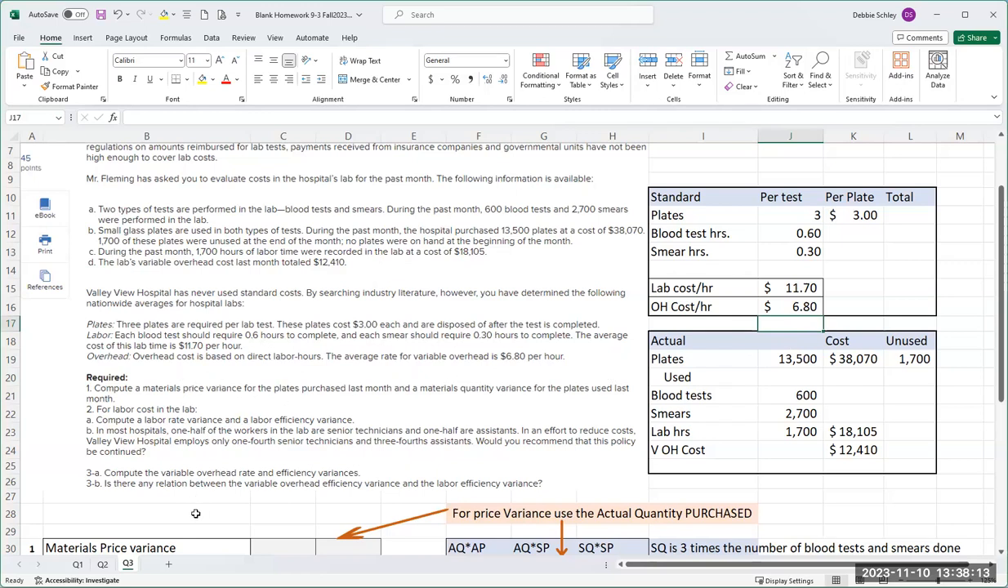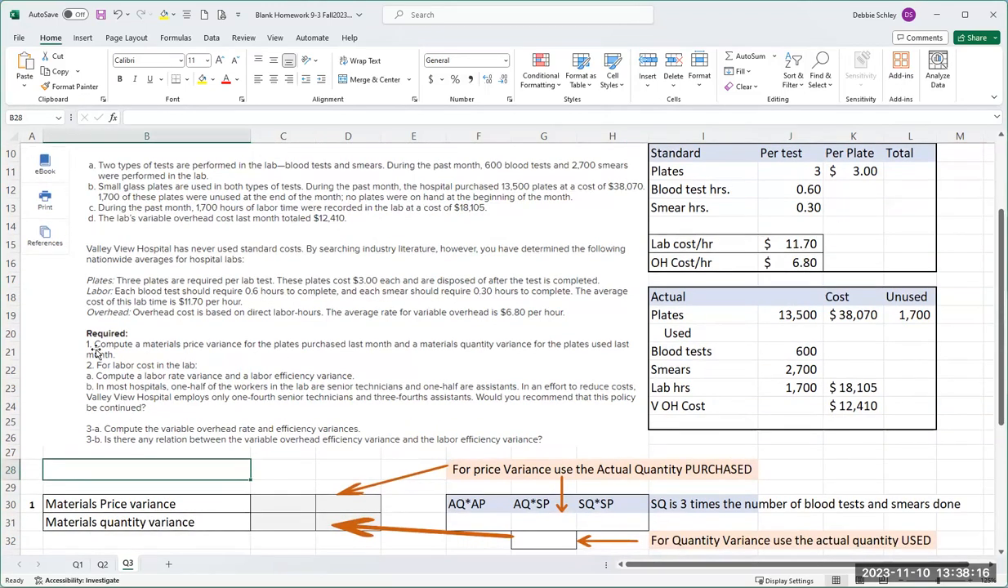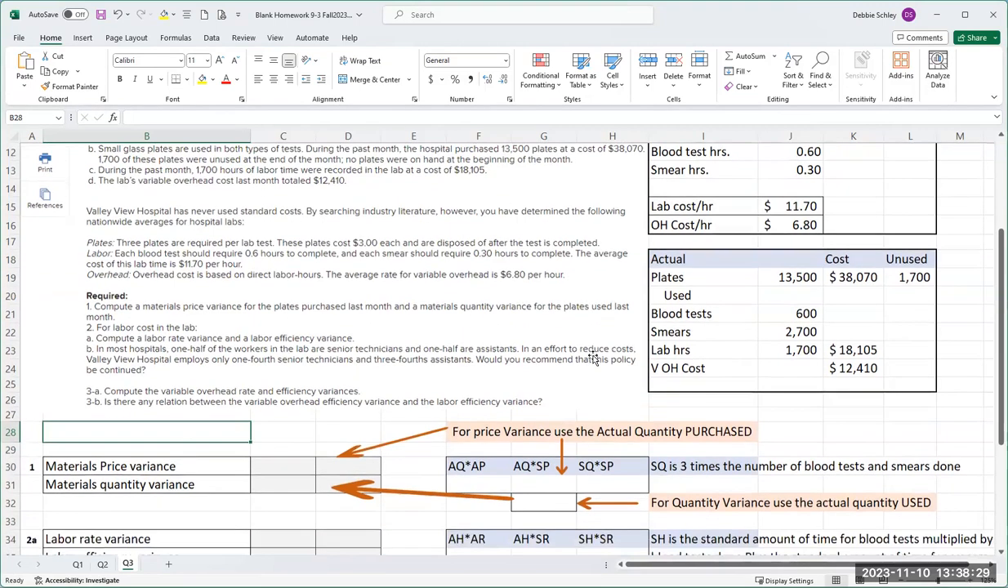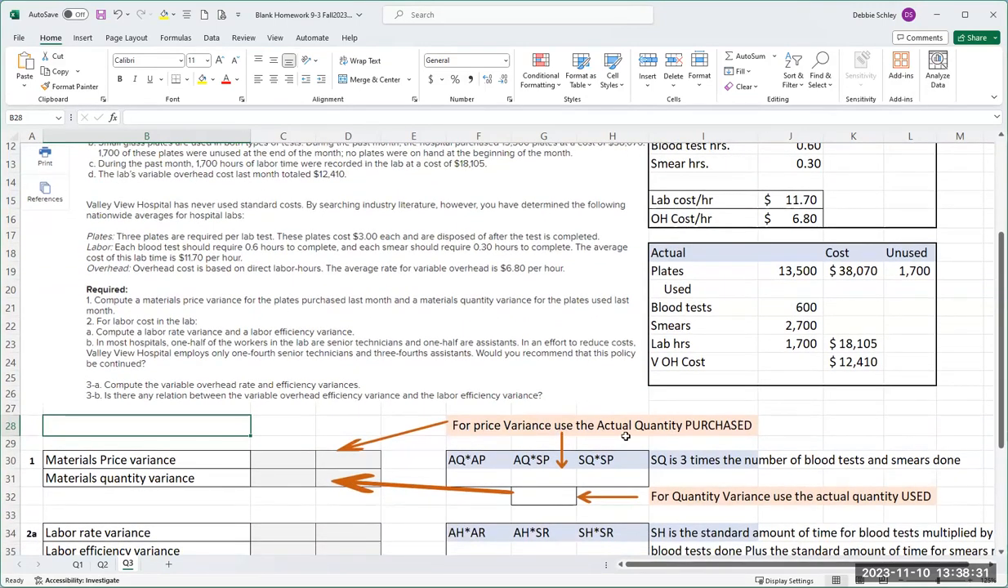So far, so good. Now, what do they want me to figure out? Compute a materials price variance for the plates purchased last month and a materials quantity variance for the plates used. So right there, that's going to tell us there's going to be a difference. So for price variance, we're going to use the actual quantity purchased, right? Because that's what they said right there. And for quantity variance, we're going to use the actual quantity used. And that's your only clue right there, is right there where they say that.